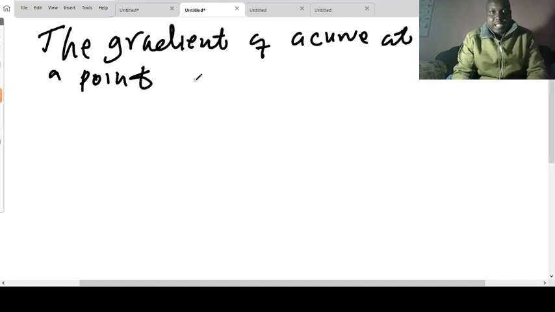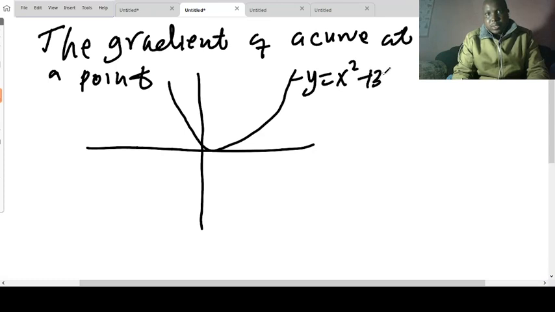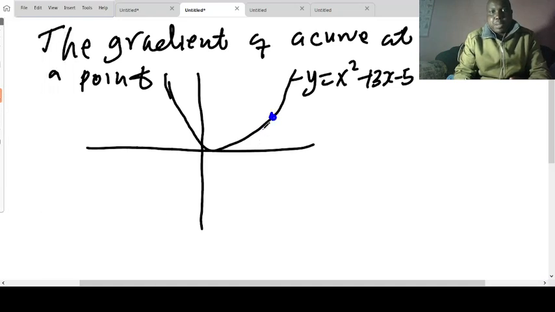If I draw another Cartesian plane here, we have a curve. This curve is y equals x squared plus 3x minus 5. This is the curve. And then we want to know the gradient of this curve at a point, any point. So if I choose this to be my point, how do I get the gradient at this point?